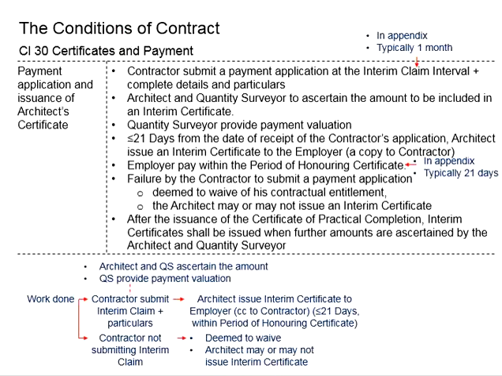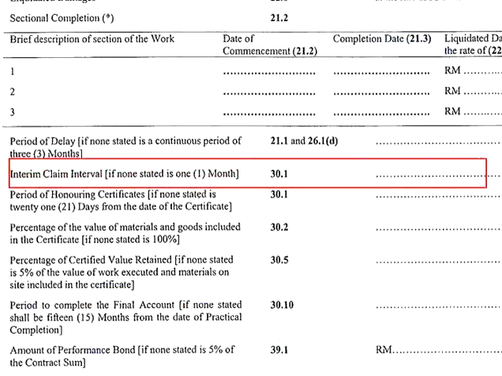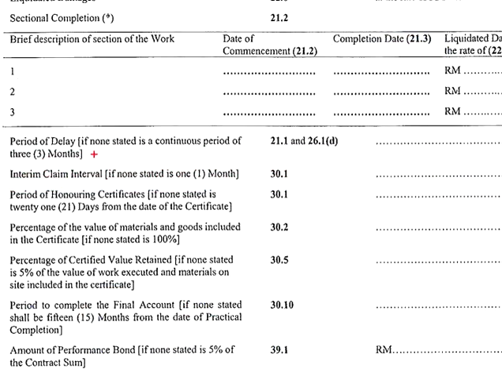You know that for the work done, the contractor shall be entitled to the payment. In order to receive the payment, the contractor will need to submit a payment application, and this is normally done at the interim claim interval, which is clearly stated in the appendix, as stated here. This interim claim interval is typically 1 month.